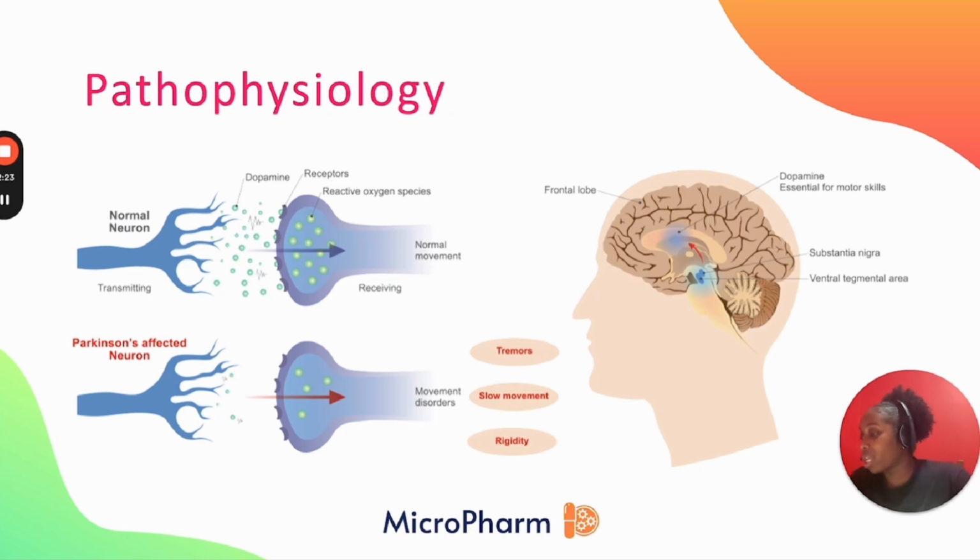This diagram quite nicely summarizes the main pathophysiology of Parkinson's that you need to understand. In a normal functioning neuron, lots of dopamine is released and received and can produce normal movement and good motor skills. But in a person with Parkinson's, the neurons are damaged by Lewy bodies, which means less dopamine is produced, released, and received, resulting in movement disorders.